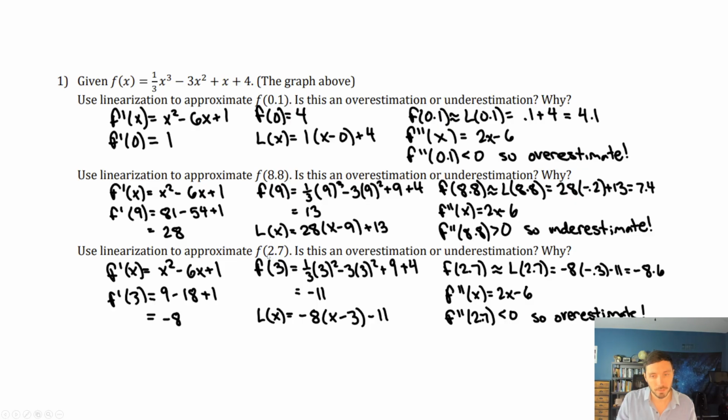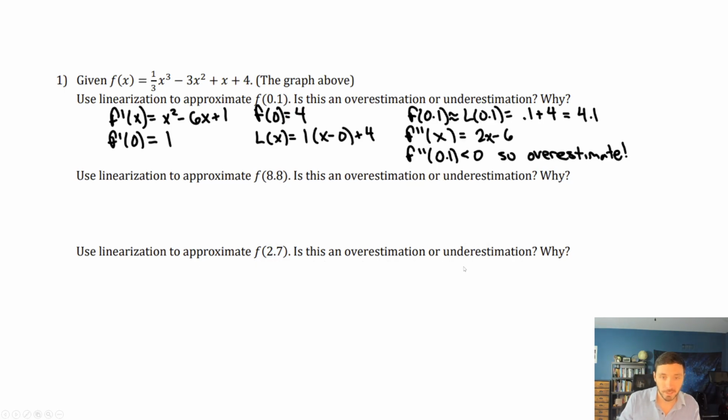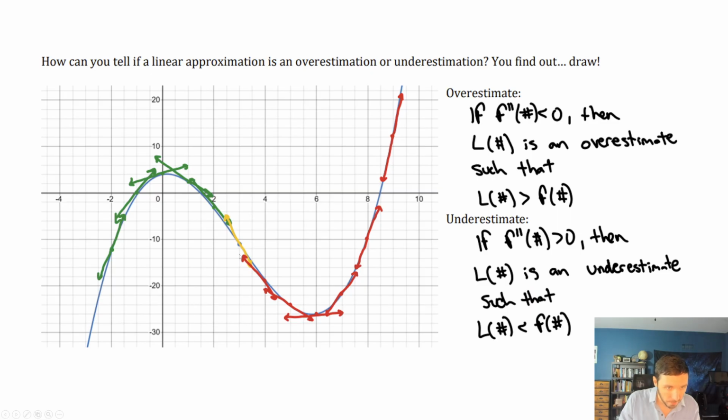Oh, this one's a little tricky. Yeah, this one was very tricky. We're on the left side, right? Because 3 is the point of inflection. So this was intentional. I was wondering why I had another overestimate here. But since we're approximating at 2.7, that's on the left side of 3. So you're using this tangent line.